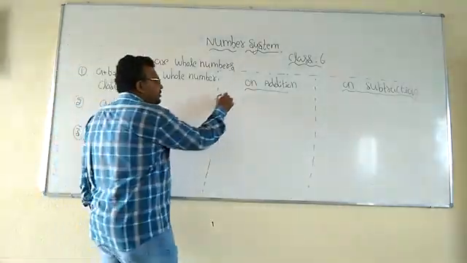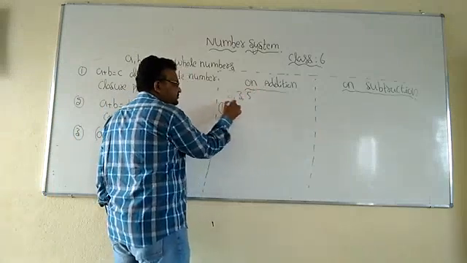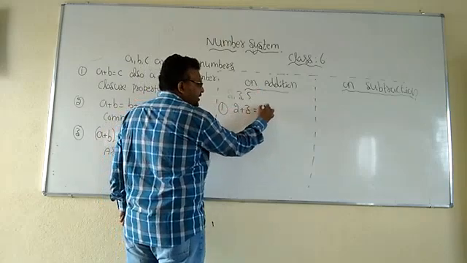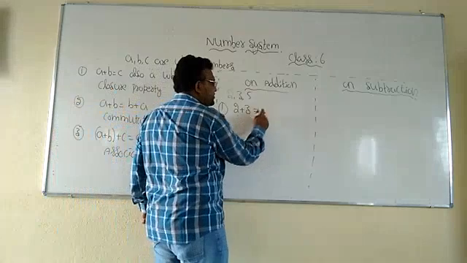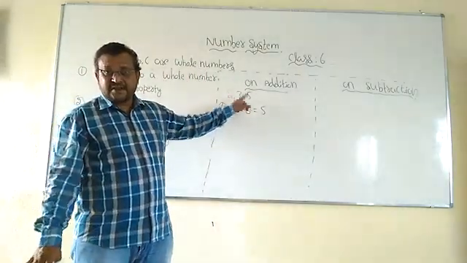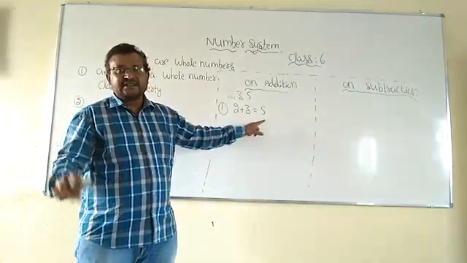Take the example 2, 3, 5. First one, 2 plus 3 is equal to 5. So 2 and 3 are whole numbers, and the sum of those whole numbers is also a whole number that we are getting. That means it is closure.